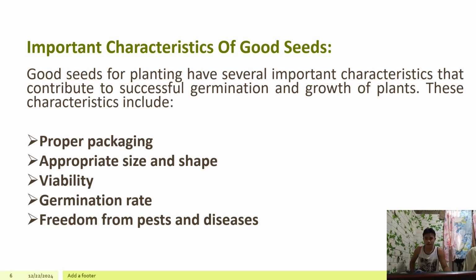Next will be germination rate. Same as viability, you can consider that your seeds are good seeds when the germination rate is high. And the last one will be freedom from pests and diseases. You can consider that your seeds are good seeds when there are no pests or any diseases or even damages on your seeds.